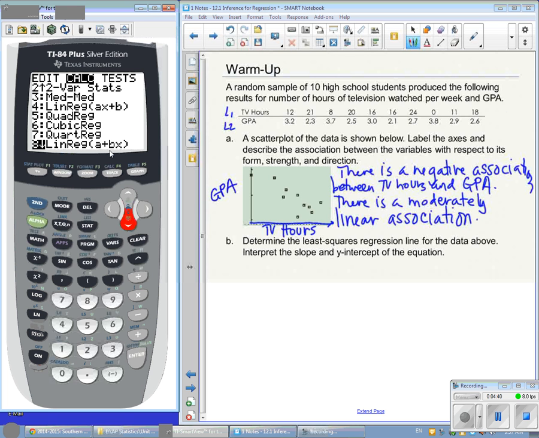I don't want you to get too hung up on the a and the b, but I do want you to recognize that in all of our inference techniques, we're referring to a as our y-intercept and b as our slope.